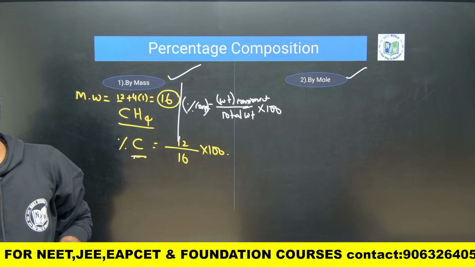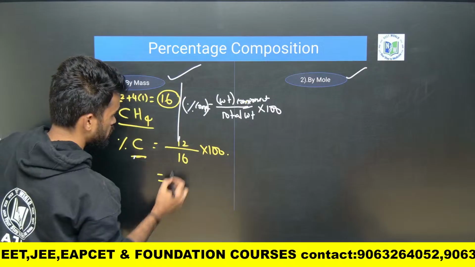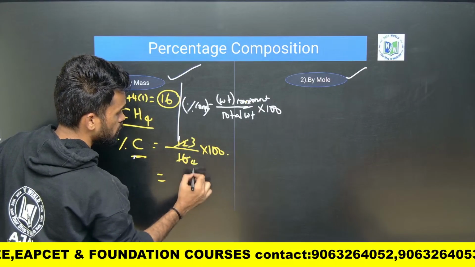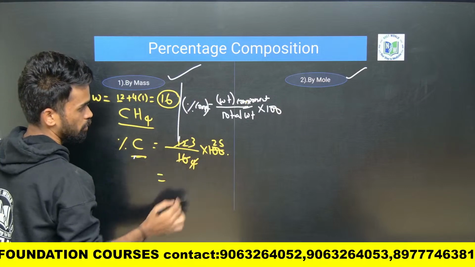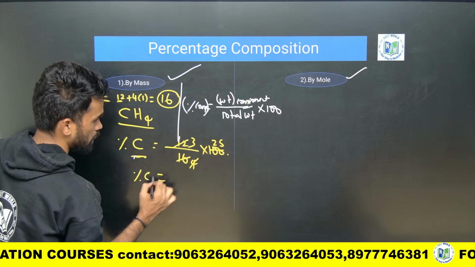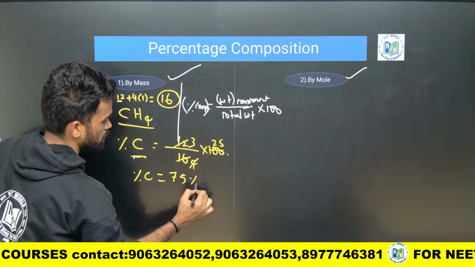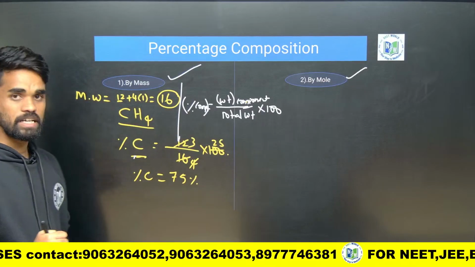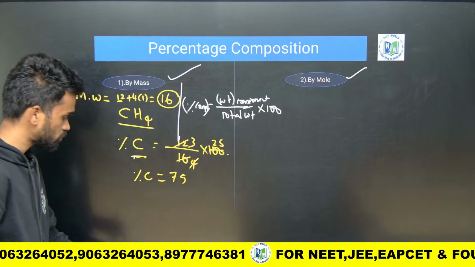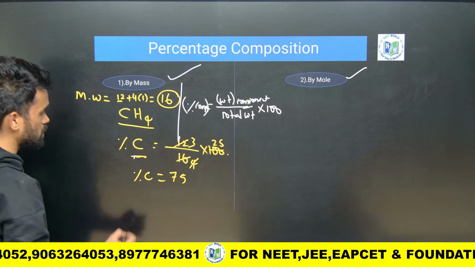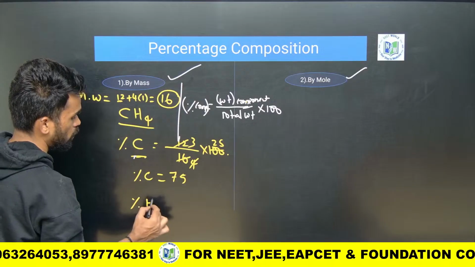Okay, so now from this, tell me, this is 4 3s are 12, 4 4s are 16, so this is 12 by 16 into 100. 4 into 25, 100 will be getting. So what is the weight percentage of carbon here? That is 75%. Percentage weight of carbon is 75. Hope it is clear. Now I am asking about percentage weight of hydrogen from here.